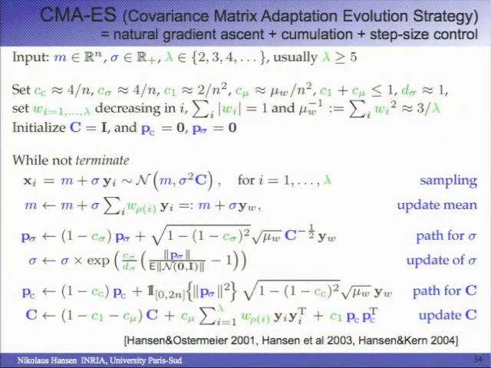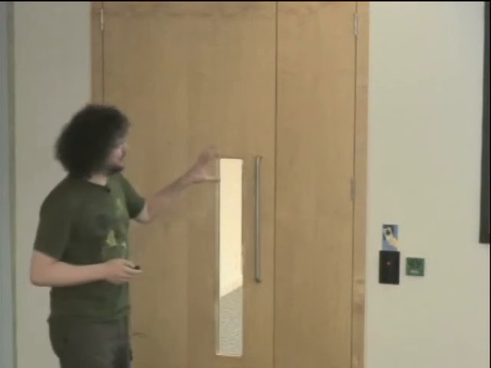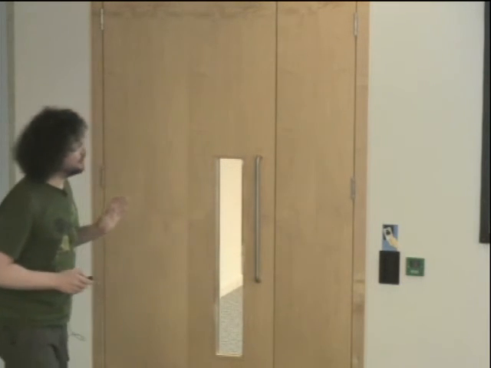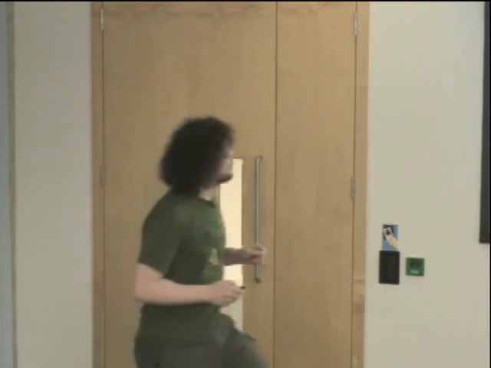Okay, this is the complete algorithm. One point to notice is, okay, there are some details I didn't present, it still fits on one slide. So we sample the distribution, we update the mean, that's pretty trivial. We update the step size by constructing a path, a search path, and we update the covariance matrix. Actually, we use also a search path for the update of the covariance matrix. Okay, the details are not so important here.